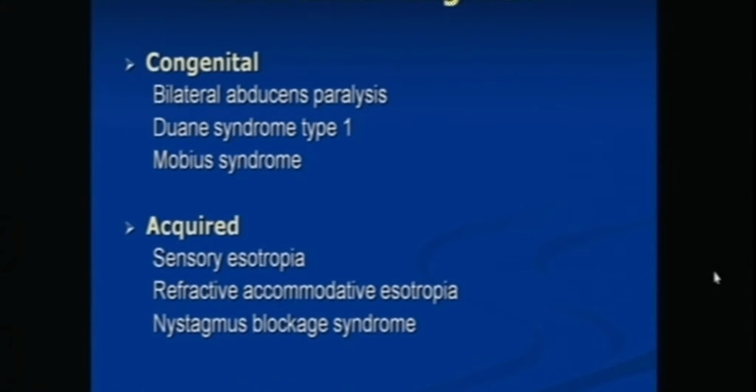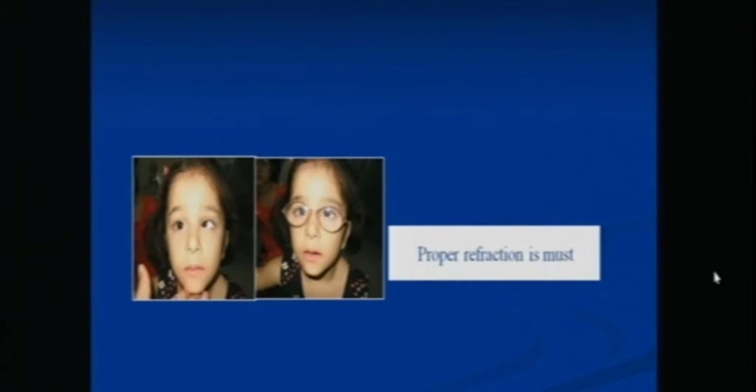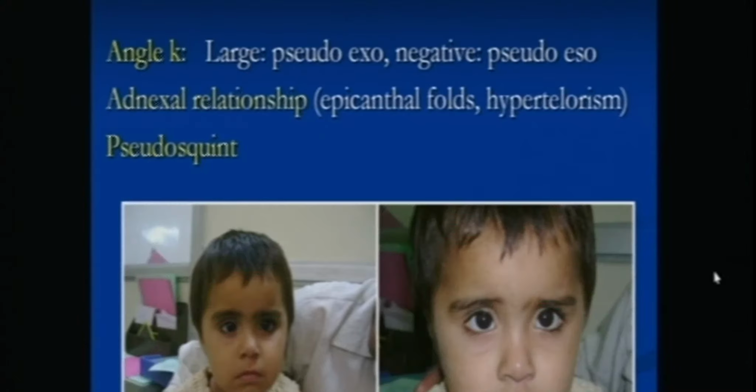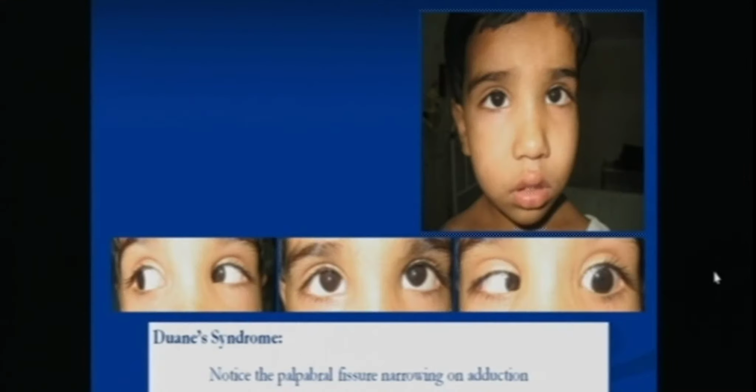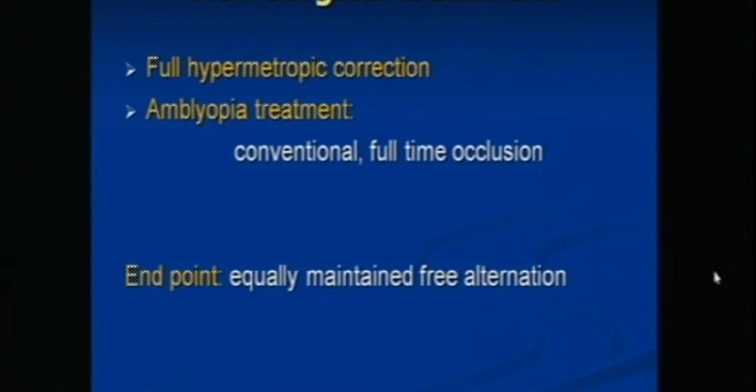The differentials include a lot of other causes, and of course acquired, which would be refractive, accommodative, nystagmus blockade, and sensory. So it's important to identify the differentials like accommodative esotropias, to look for pseudo-esotropias, Duane's, where you are seeing a narrowing. You can see that there is a little narrowing here and abduction deficit on this side. So it's important for you to identify the differentials, not treat it like an esotropia.